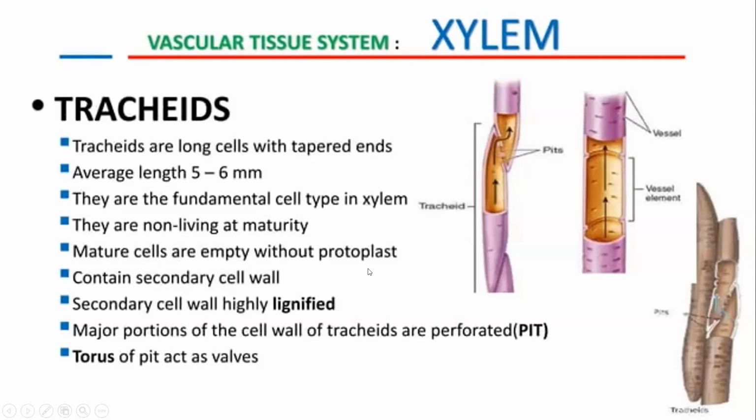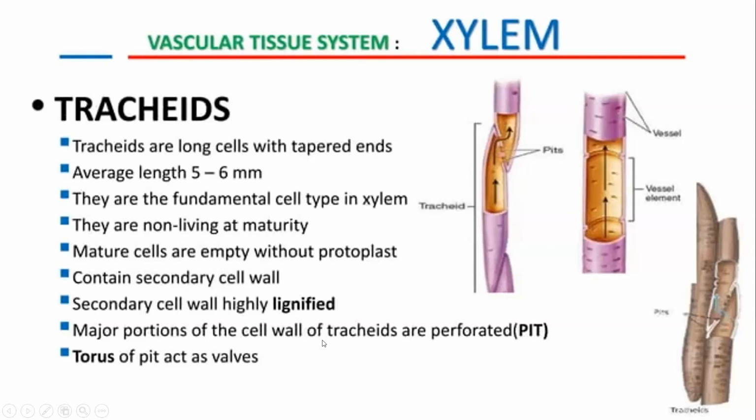If the protoplast is present, then only all the physiological activities will occur. Here they are degenerated at maturity, hence they are non-living cells. They contain a secondary cell wall, and the secondary cell wall is highly lignified, so it is thickened with lignin.